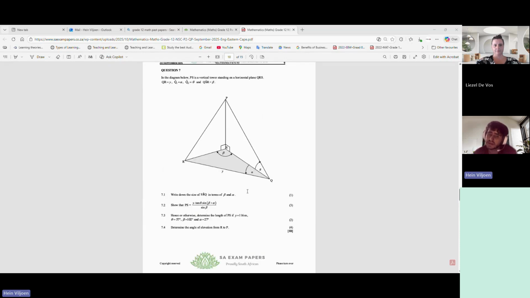Because now, remember, they are new to 3D trig. They're not new to the sine and cos rule, but now we're applying it in three-dimensional trig. So it's a different concept from where they were on the grade 11 stage.